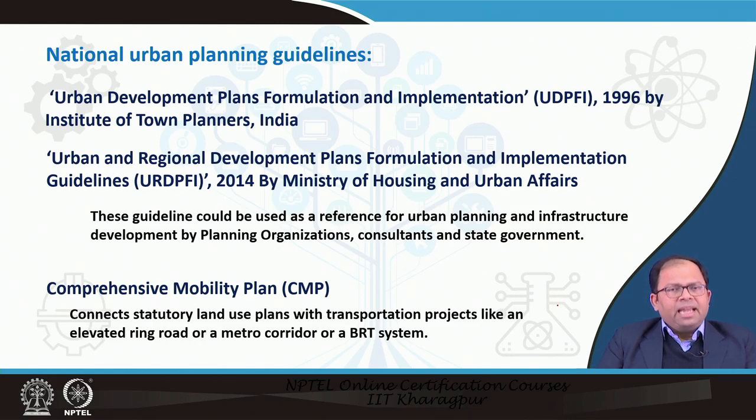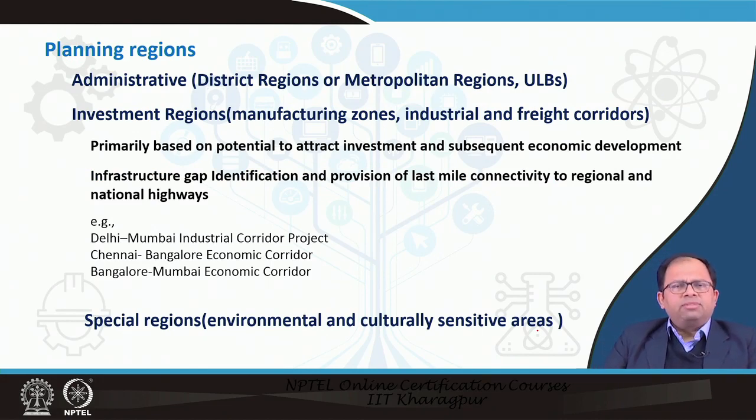So it connects the statutory land use plan of development plans with different transportation projects that could be taken up in an urban area. A comprehensive mobility plan is a set of documents which specifies how a mobility plan or a transportation plan could be taken up for an urban area, and how it should be integrated with different components of urban systems like land use, demography, population, jobs or building use. So these are the different kinds of guidelines that help planners to develop plans for urban areas.